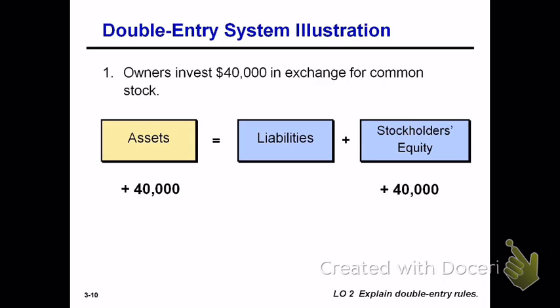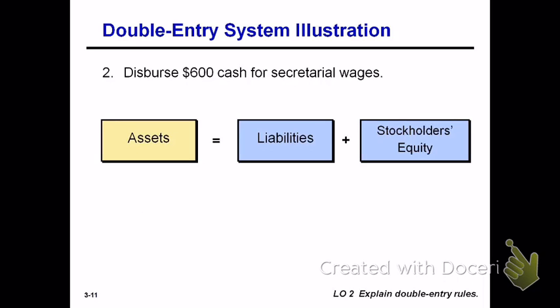So the owners have invested $40,000 in exchange for common stock. So the owners have put an asset into the business, so that's here, in exchange for equity ownership in the business. So the asset has a debit, the stockholders' equity has a credit. So you can see that's $40,000 in the assets, $40,000 in the liabilities and stockholders' equity, and our debits are also equal to our credits.